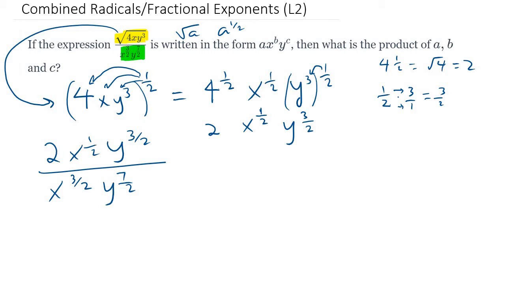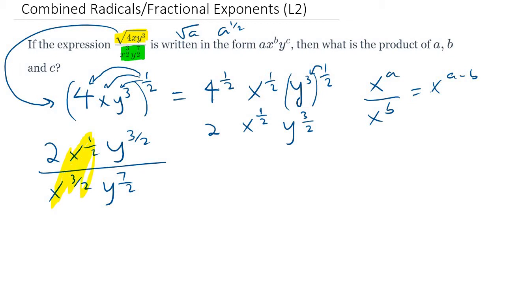Okay, so our next job now is to reduce the base to 1. So we're going to apply the rule. If you have division, that's the quotient rule. If you have x to the power of a divided by x to the power of b, you would do x to the power of a minus b. So imagine that this portion is by itself. If this was x to the 1/2 and x to the 3/2, we divide, then we need to subtract 3/2 from 1/2.